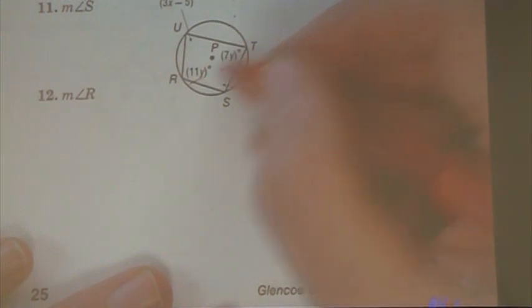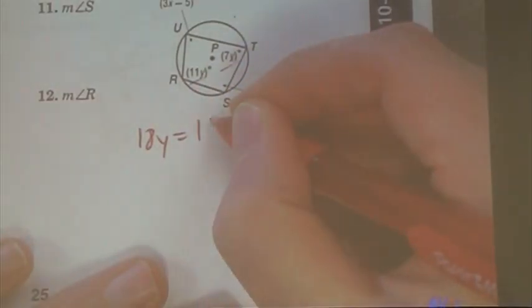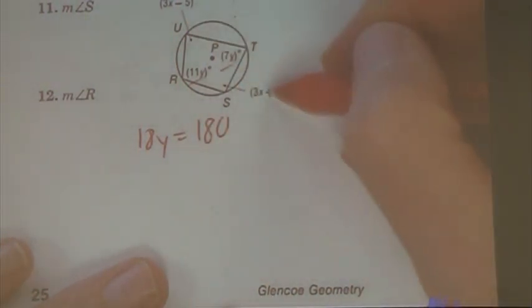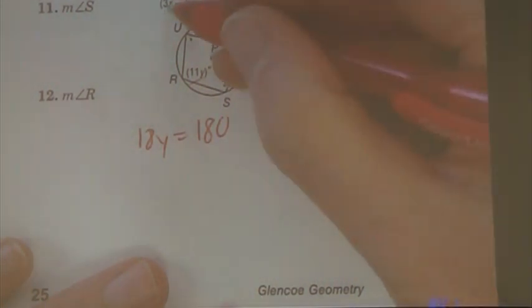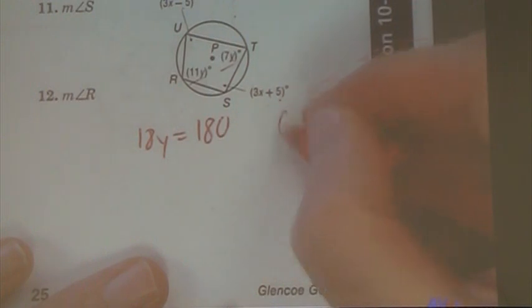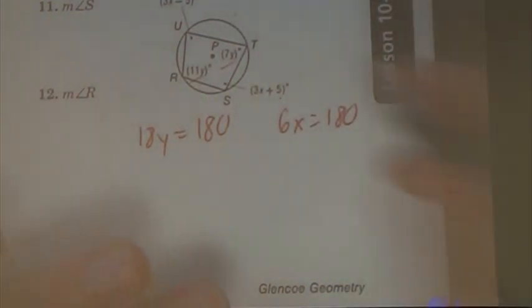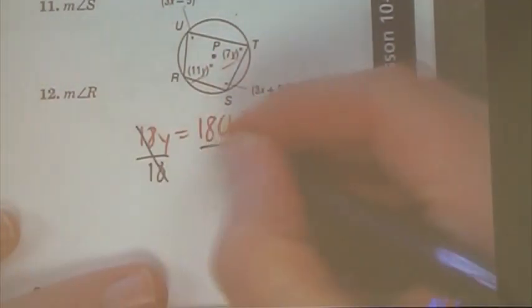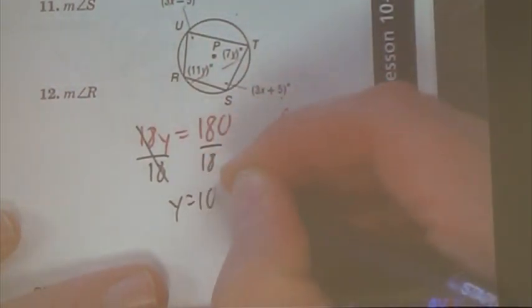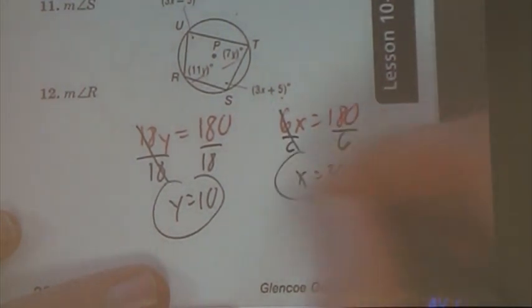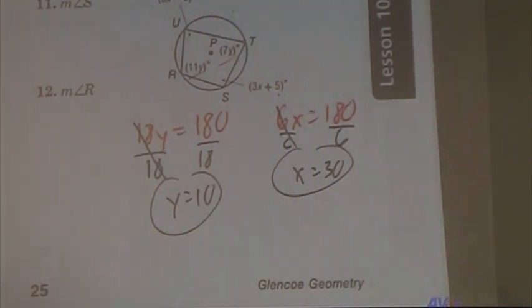We can do that in our heads. 11y plus 7y is 18y. And then we've also got these adding to 180. You'll notice we have a minus 5 and a plus 5. Those cancel and go to 0. So it's really just 3x plus 3x, which would be 6x, equals 180. And we can do both of those pretty quick. Boom, done. That's it. Oh, no, it's not.